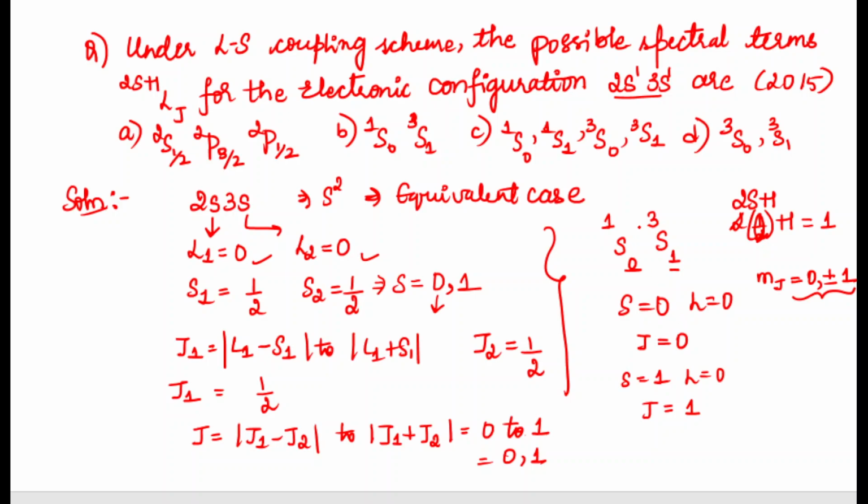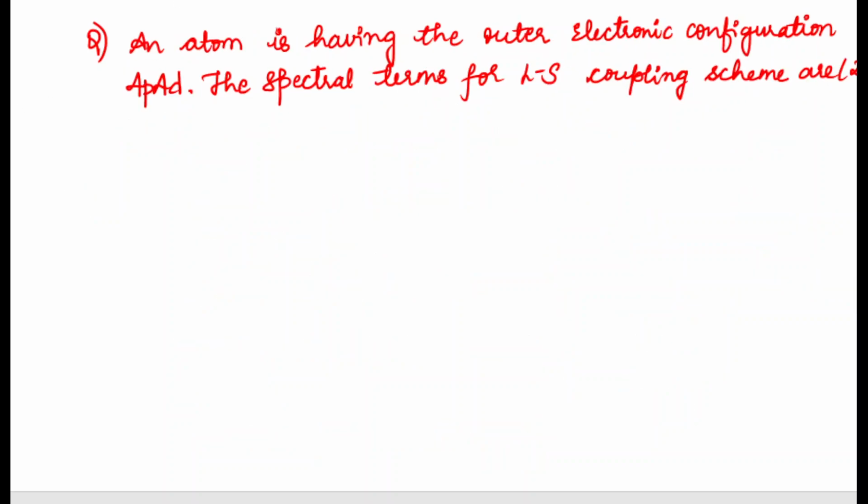What is the solution? That is 1 is 0 and 3 is 1. Option B is the right option. Let us proceed to the next question. What we have in this question? An atom is having the outer electronic configuration 4p and 4d. The spectral terms for LS coupling scheme are.